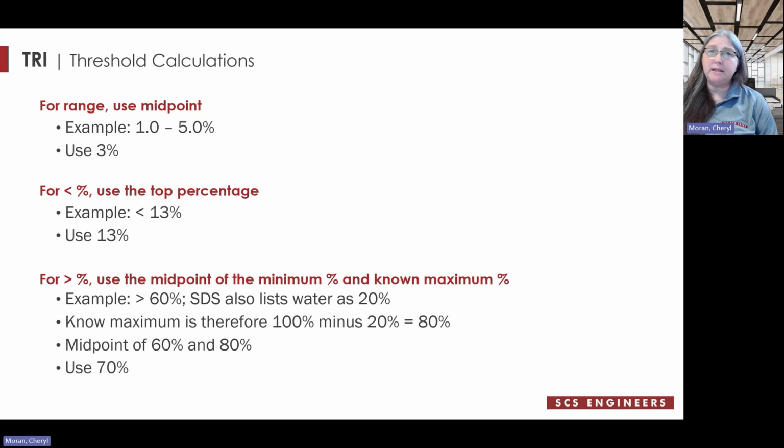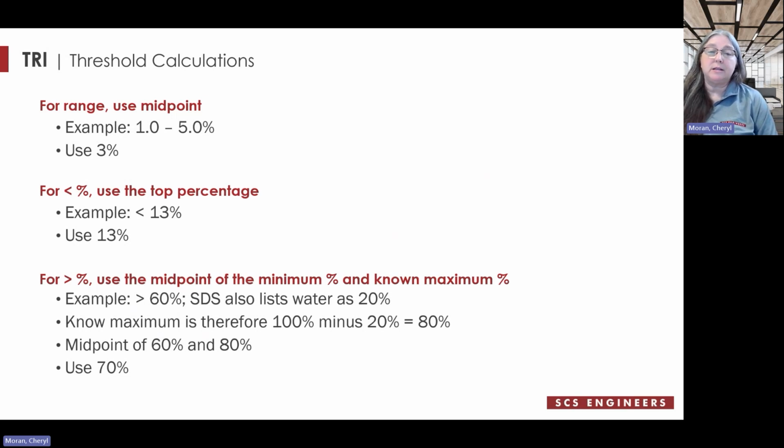Now, a common mistake that we see is in our example here, where a range is listed as 1% to 5% of the total formulation. Most people will think half of 5 is 2.5 and will undercount the amount of that material. In order to find the midpoint, you actually have to add the lower and upper concentrations together and divide by 2. So in this case, our calculation is 1% plus 5% divided by 2 is 3%, and that's what we can use in our threshold determination.